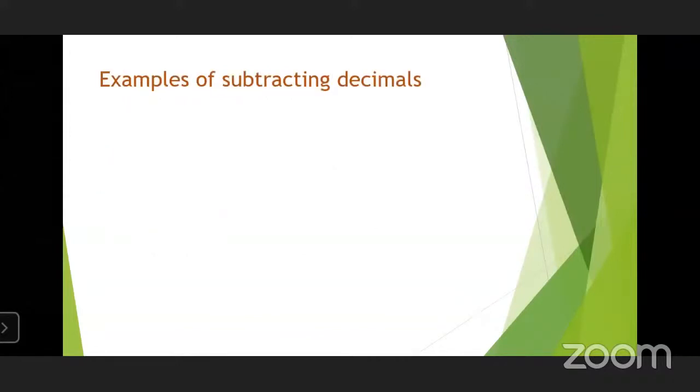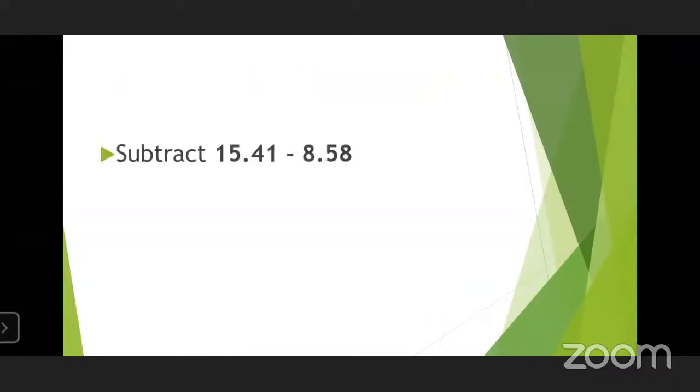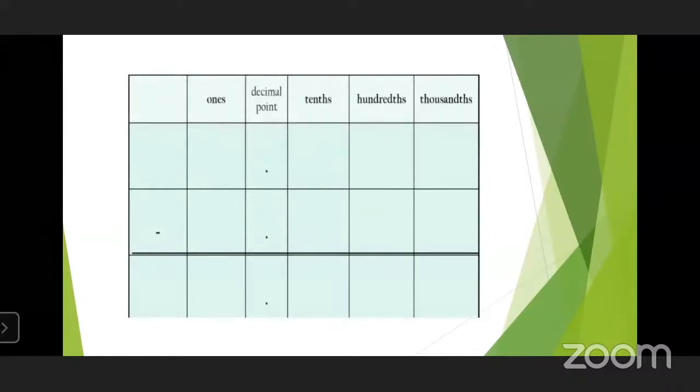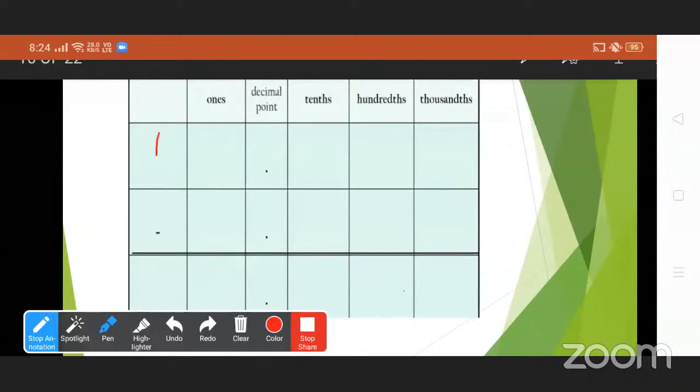Now we will see examples of subtracting decimals. The first one is 15.41 minus 8.58. So we will put 0 in the blank columns.